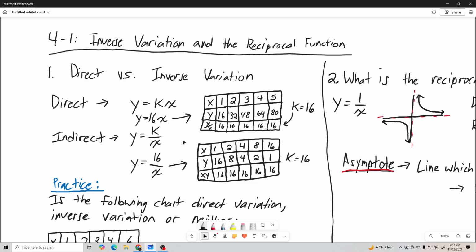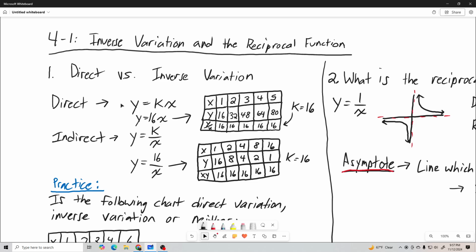Hello everybody, and welcome to 4-1, where we talk about inverse variation and the reciprocal function. Now, the first thing we're going to discuss is the difference between direct versus inverse variation. Now, direct variation is something you've actually dealt with before, but you didn't know it by the name direct variation.